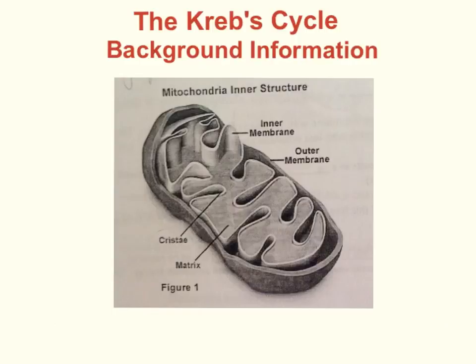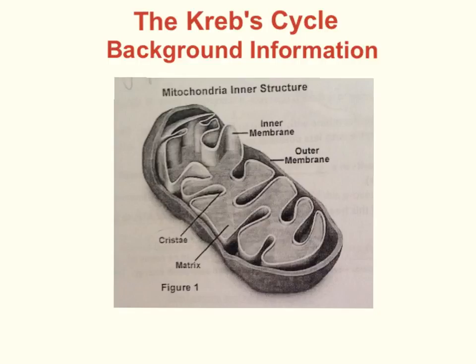Next up is the Kreb cycle, but before we go through the steps of the Kreb cycle, we need to know a bit about the background. So here are a few quick facts. The Kreb cycle occurs in the matrix of the mitochondria. This is different from glycolysis, which occurs in the cytoplasm.